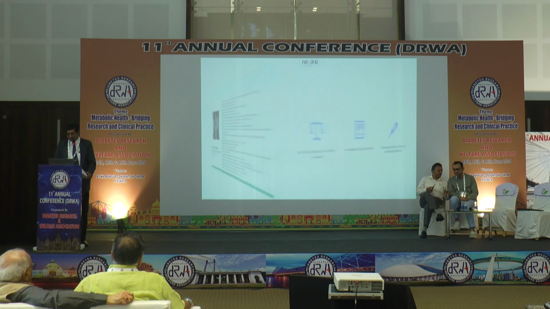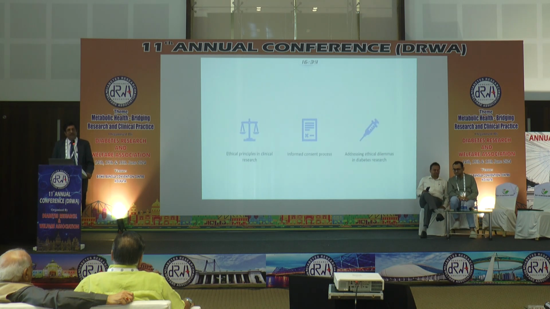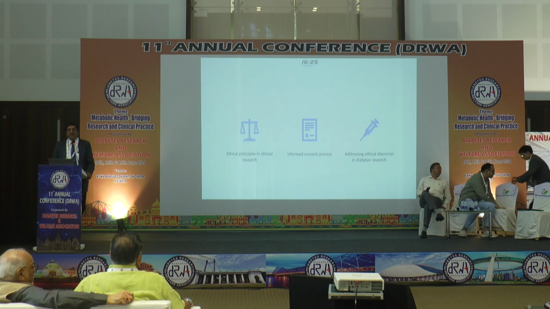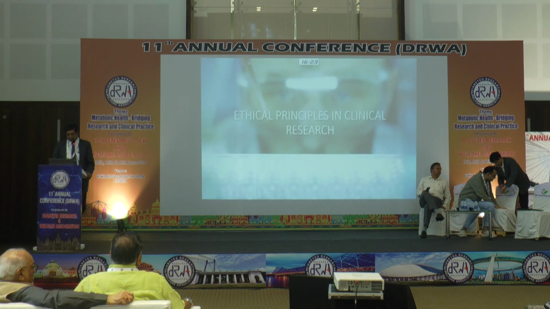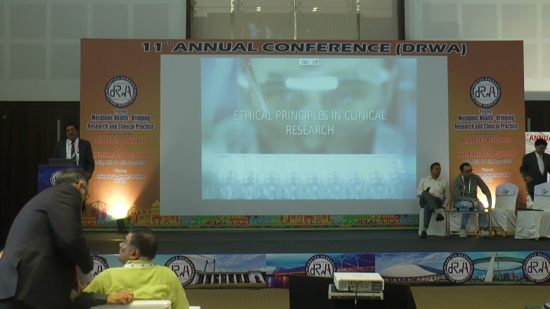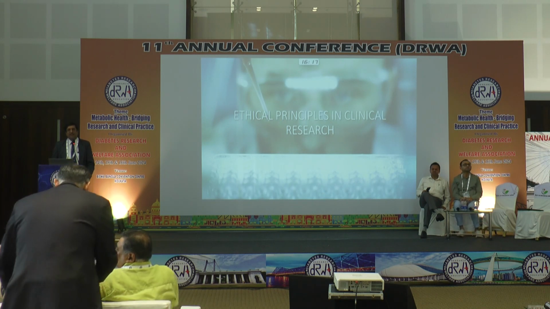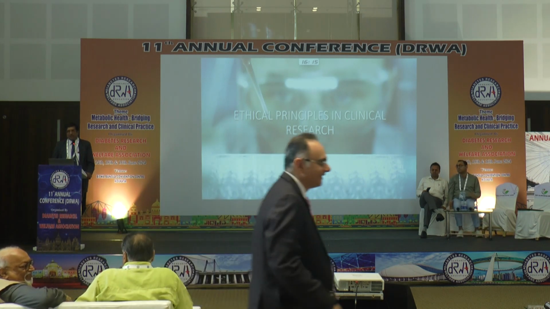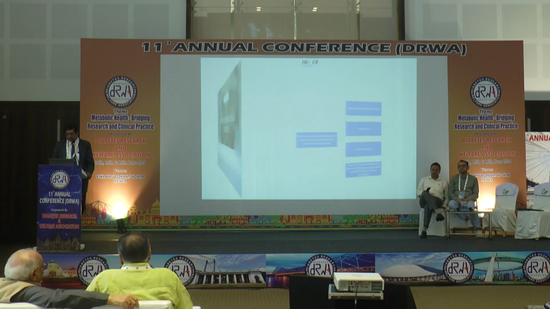So moving ahead, there will be 3 verticals on which I will base my talk. One is ethical principles. What are those principles? What is an informed consent in research? And how do you address the dilemmas, especially focusing on diabetes research? Now, the ethical principles in clinical research is a huge document by ICMR running into 187 pages. I've tried to crystallize some important points from there. I hope I do justice to that.